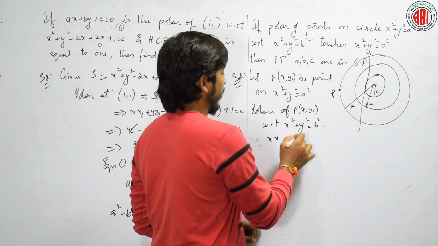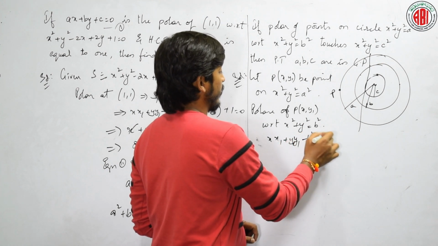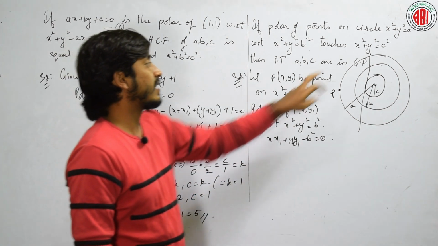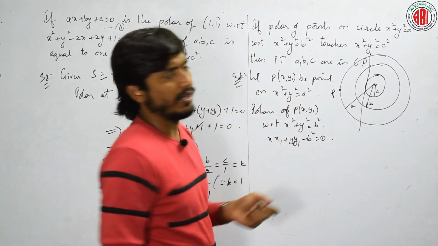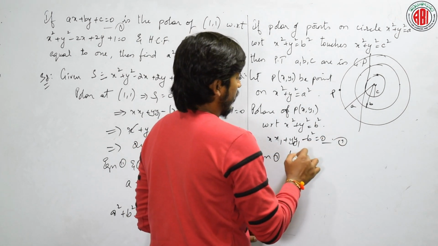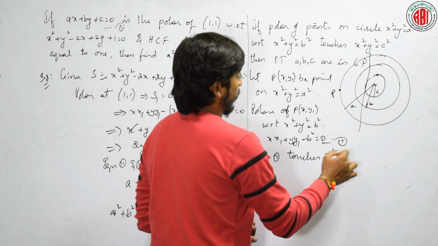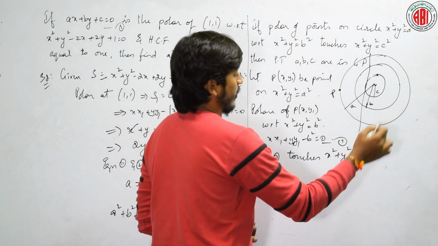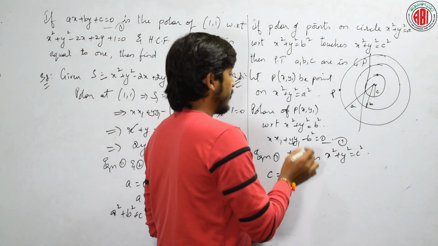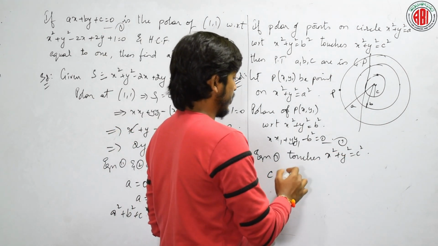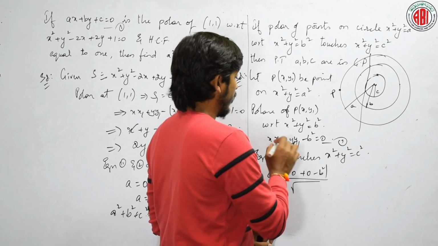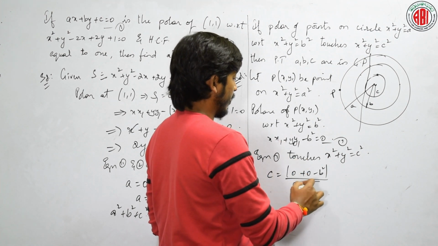x x1 plus y y1 minus b square equal to 0. Fine. And the next condition he is telling is that this equation is touching the circle. So, what is the condition? R equal to D. Let us put it as equation 1. Equation 1 touches x square plus y square equal to c square. So, what is the condition? R equal to D. R is c here, D is the perpendicular distance from the center to this equation, that is 0 plus 0 minus b square by under root x square plus y square.